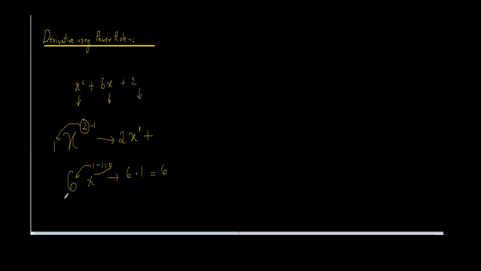Now this one is a little bit tricky, but it's alright. So we take x to the power of 0, take the 0, multiplied by 2 gives us 0. The derivative of this, 0. So the derivative of this gives us 2x plus 6 plus 0. Simplified version, 2x plus 6.